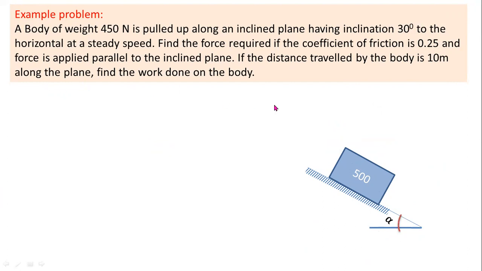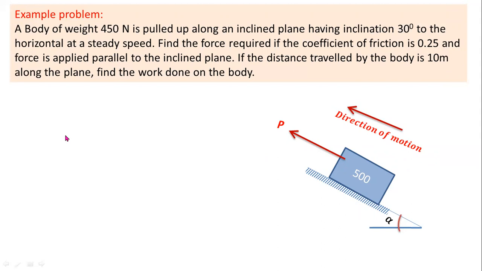Now this is the applied force. Find the force required if the coefficient of friction is 0.25. Here the value of applied force is not given. You have to determine this value by using the coefficient of friction between the block and the plane. Here the coefficient of friction between block and plane is 0.25. So here you can observe this is the direction of motion of the block.